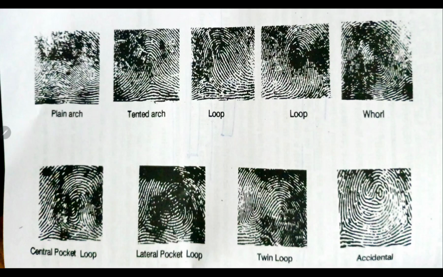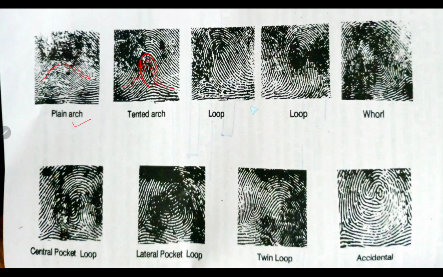So in this image you can observe this is a plain arch. You can see that here it is slightly elevated, again going down at this end. Then the tented arch, as I said, there will be a tent-like structure, right? The ridges in the center form a tent-like structure. So it means like this. You can observe it in this middle part.